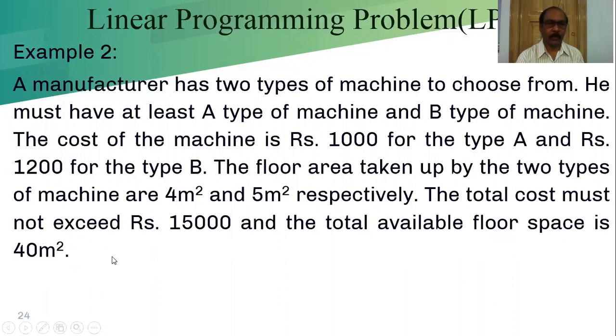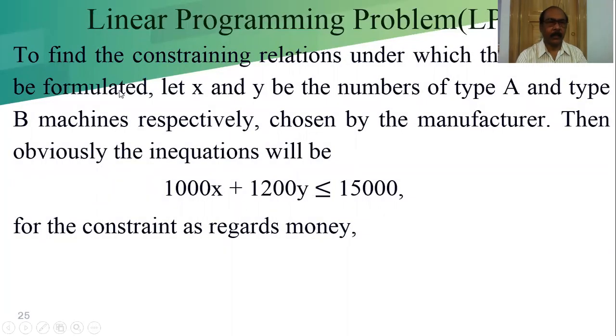So one question is how many A type machines and B type machines we can purchase? That we have to formulate. That is the one part, to find the constraining relations under which the LPP is to be formulated.